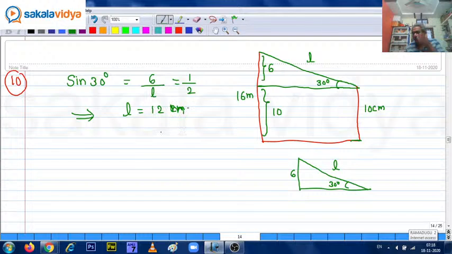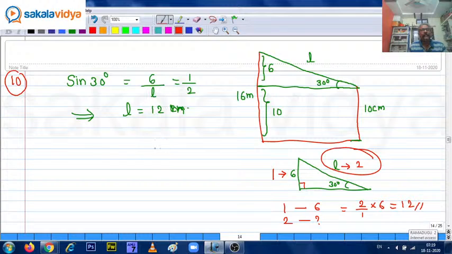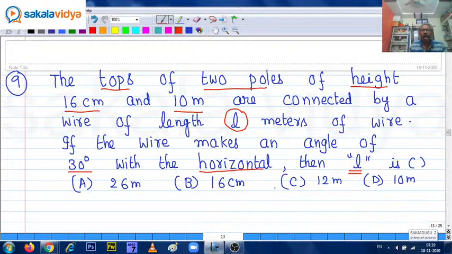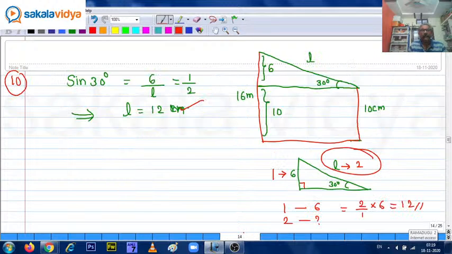Or you can do like this. This is one part, this is one part. Obviously, this will be two parts. One part is equal to 6. Two parts is equal to how much? 2 by 1 into 6. That will be 12. So this becomes 12. 12 is the right answer. C is the right option.